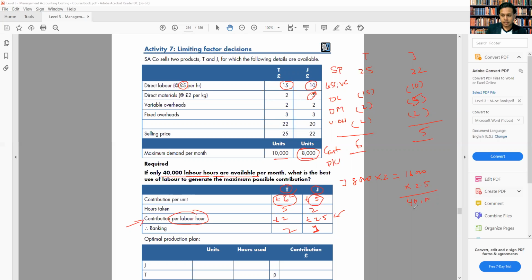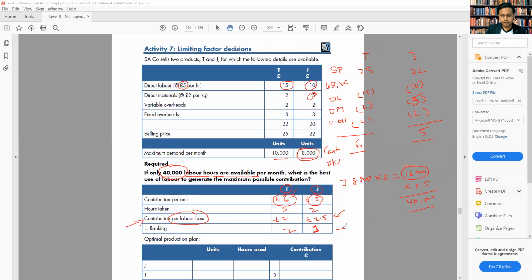That is my contribution from J. So how many hours do we have left? From 40,000 hours, we have used 16,000 for J, so we have 24,000 hours left. Can anyone tell me how many units of T we can make using the 24,000 hours?